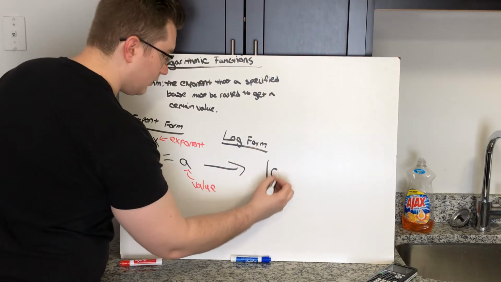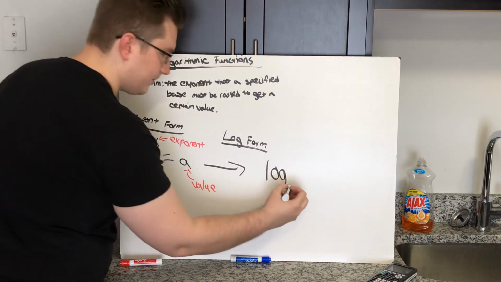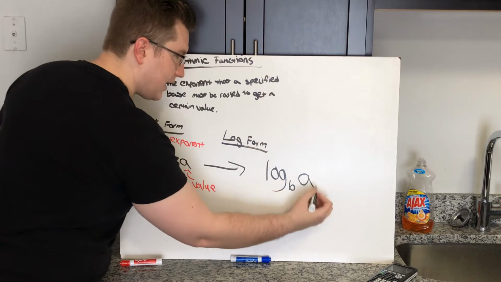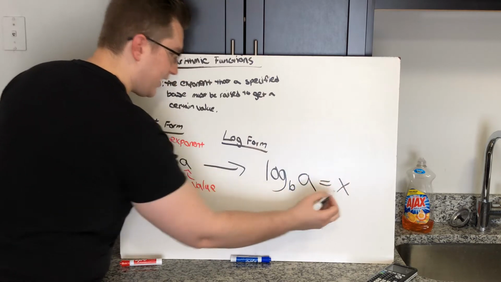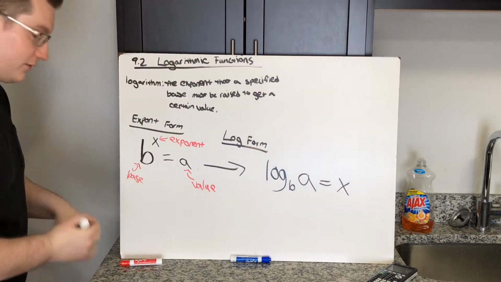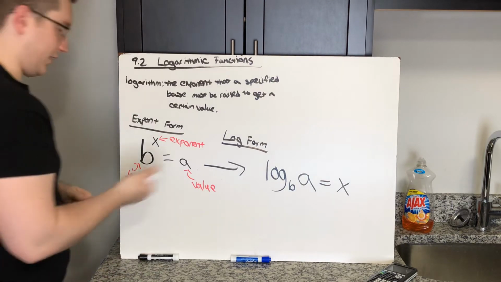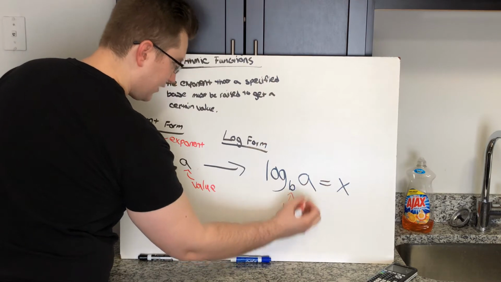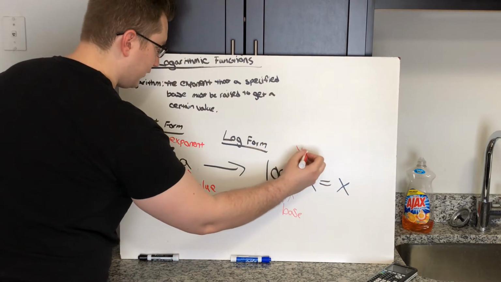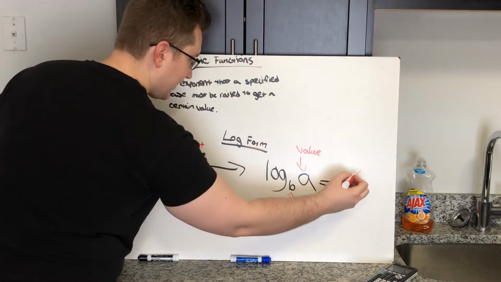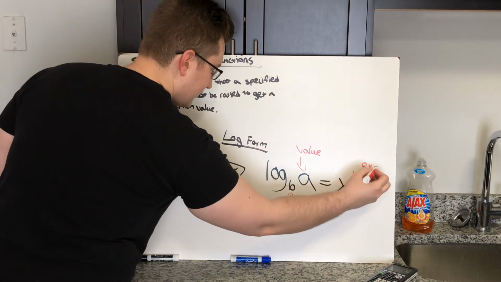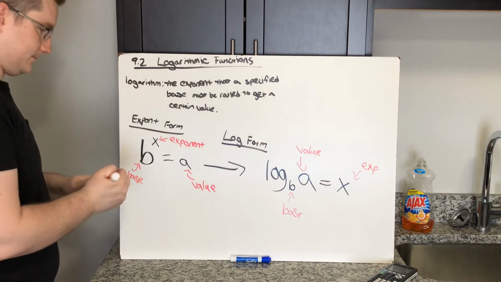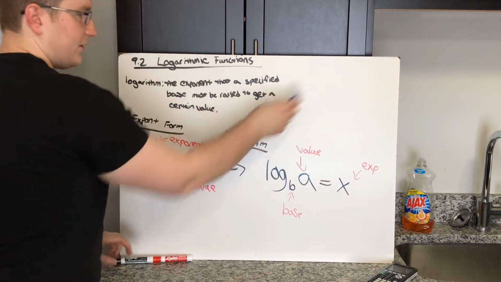log form has log base b of a is equal to x. And the variables still represent the same thing. This b is our base, this a is our value, and this x is our exponent.